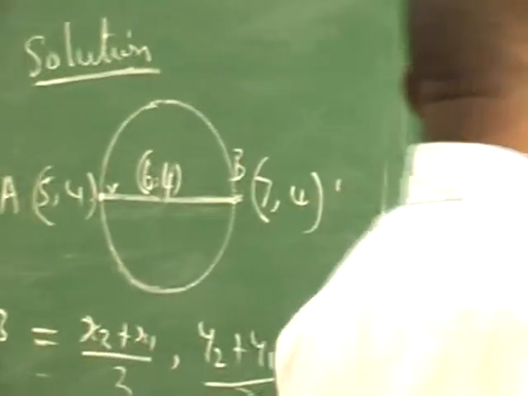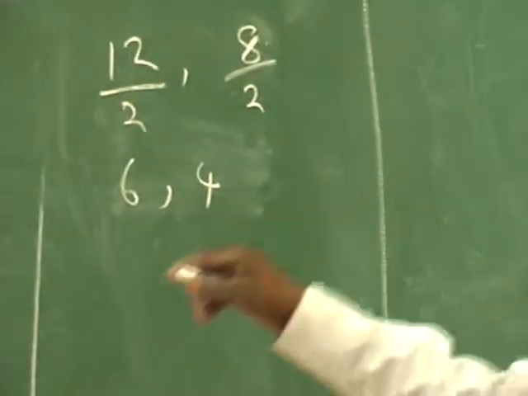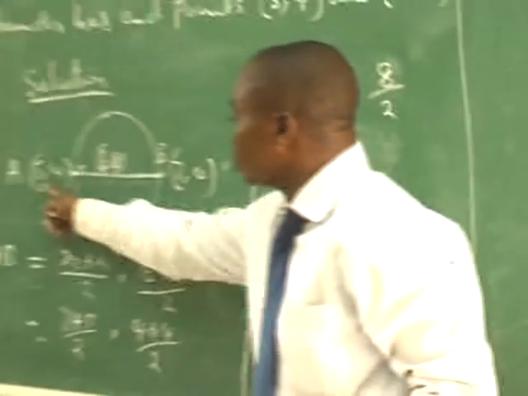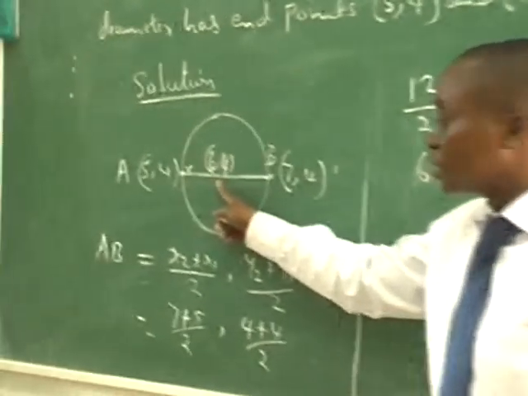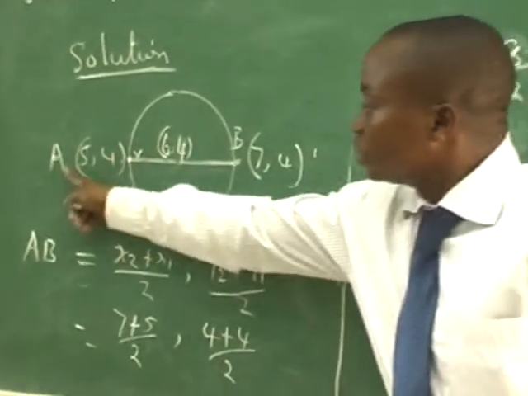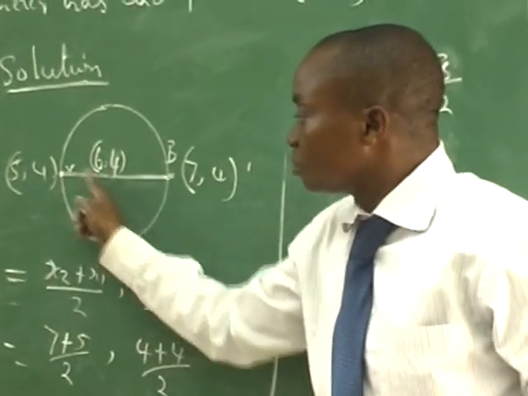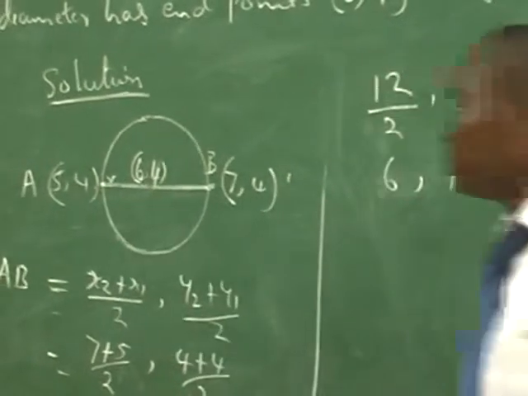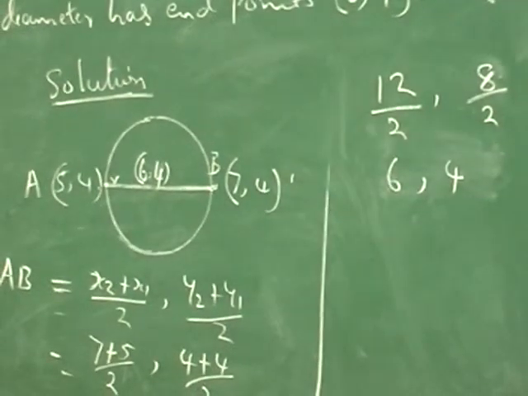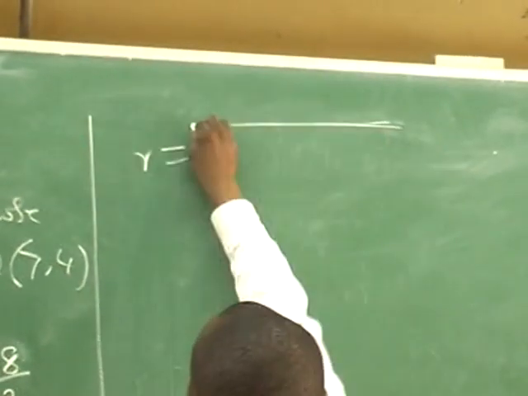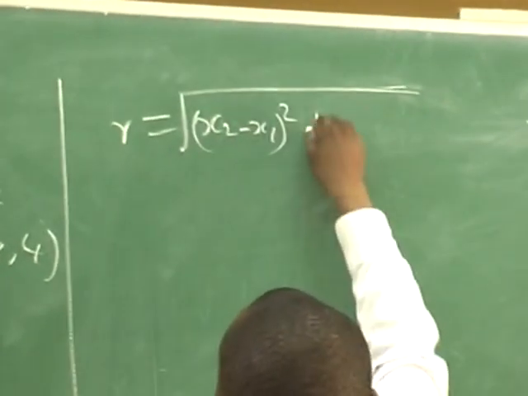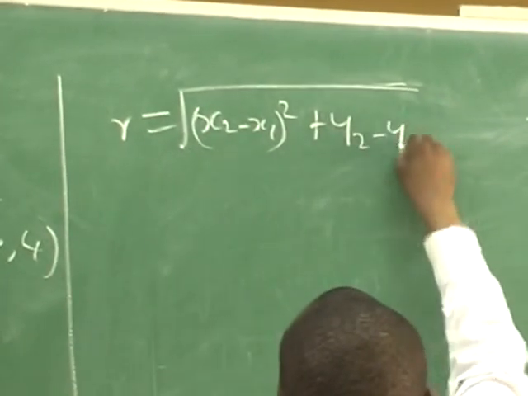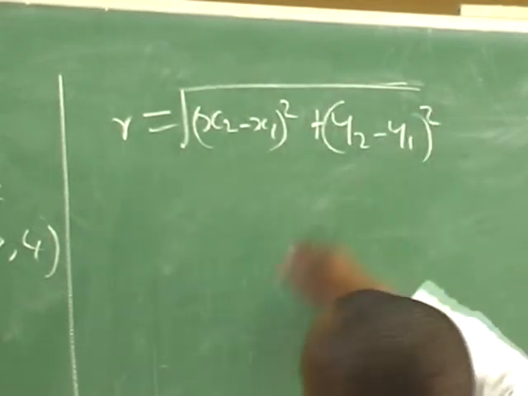Now we are going to find the radius. Since we have the coordinate (6, 4) of the center, the distance from the center to this point A is the radius. So to get the radius, we use the distance between two points, which is given by r equals the square root of (x2 minus x1) squared plus (y2 minus y1) squared.